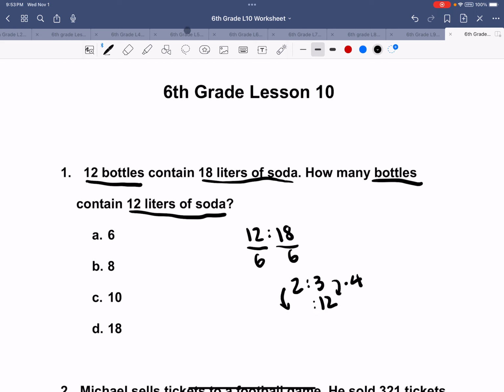And to get here, we had to multiply by 4. So we'll also multiply here by 4 to get 8. And 8 is our answer here.